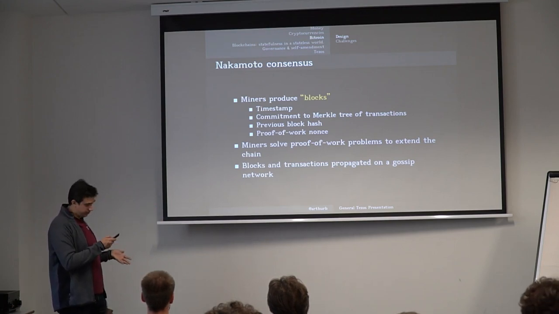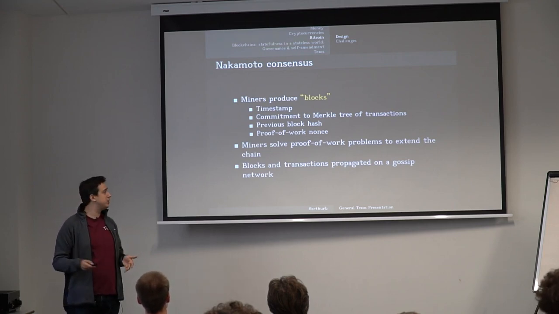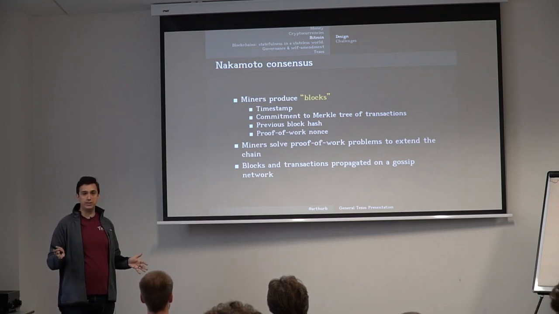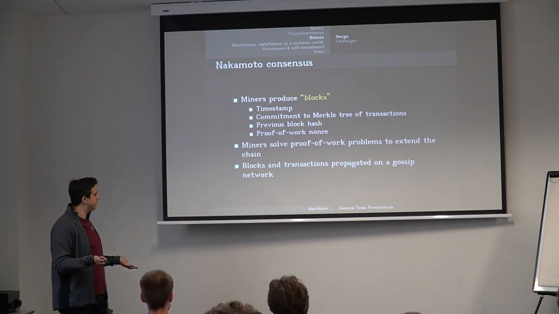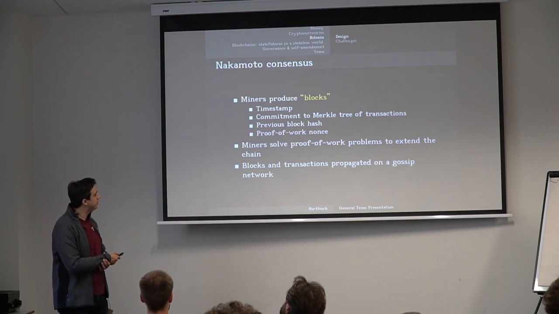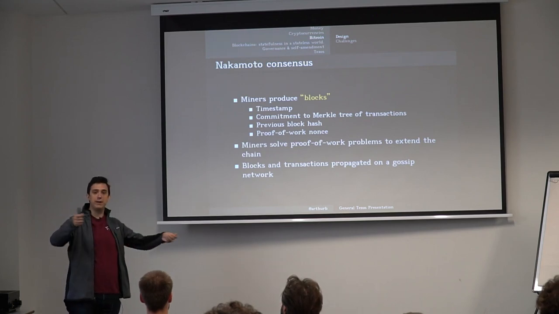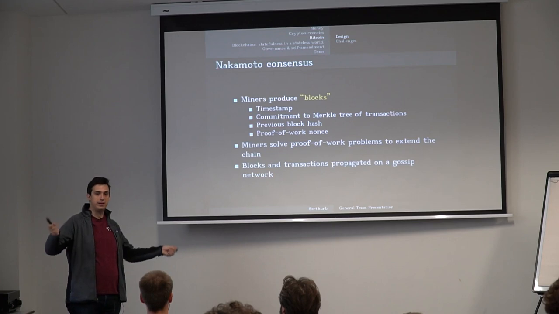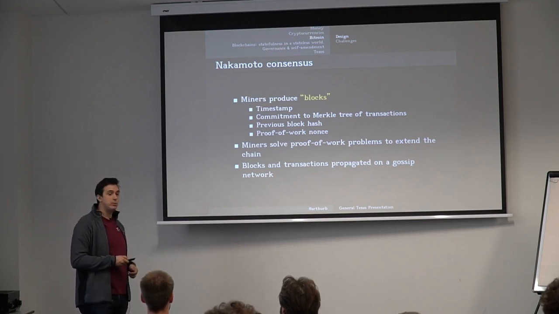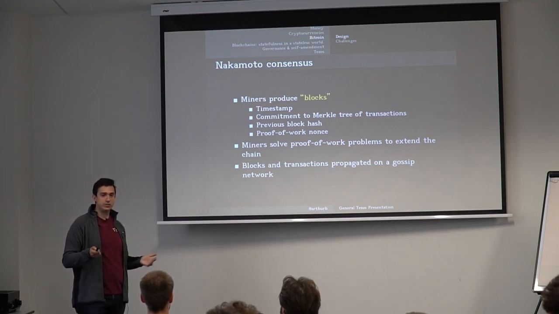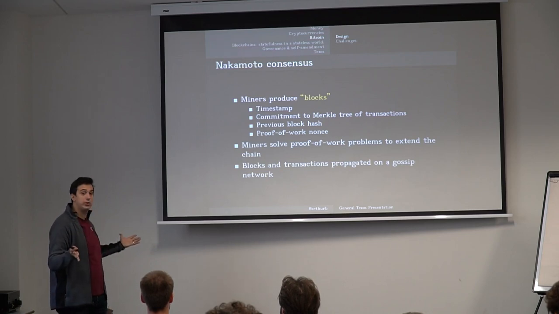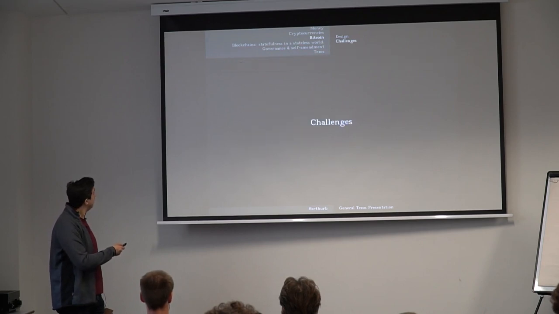The other idea of Bitcoin is that all these blocks and transactions are propagated on a gossip network. The idea is that you propagate your messages to peers, and your peers propagate them to other peers. It was based on using peer-to-peer networks like Gnutella, for example, that were used for file sharing, but trying to have a peer-to-peer network for maintaining a ledger. So that was a breakthrough.